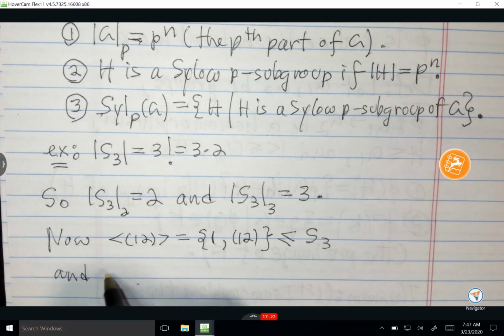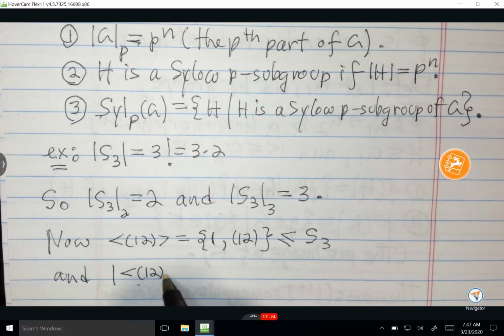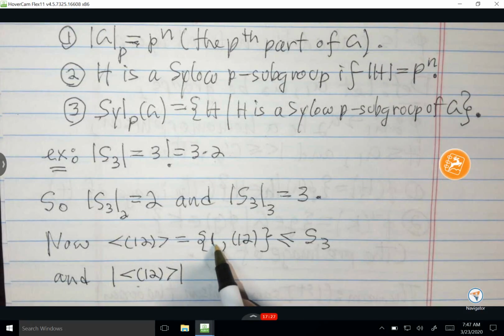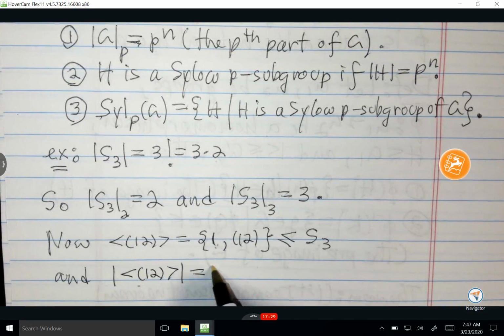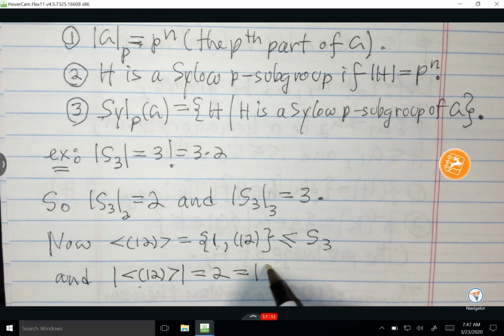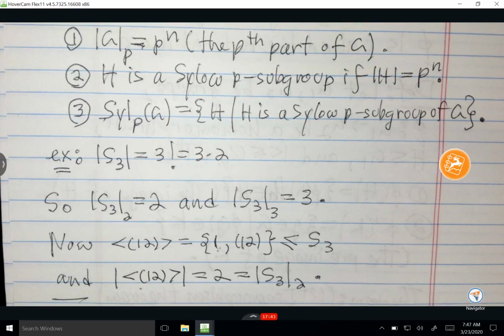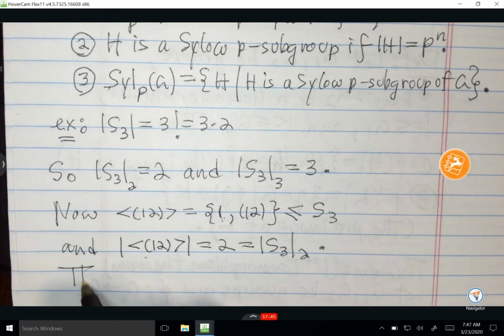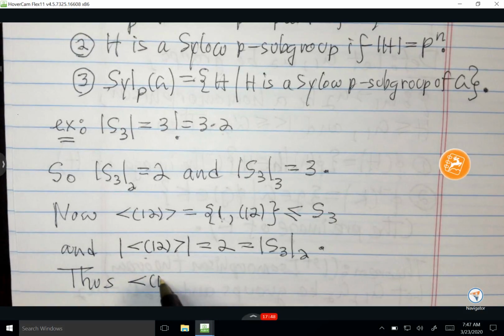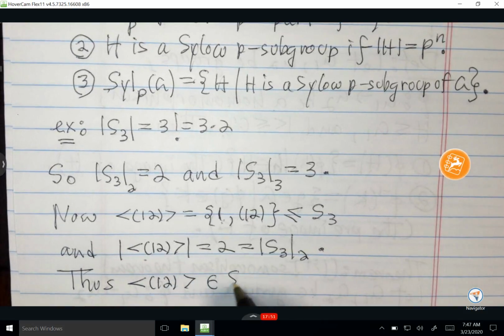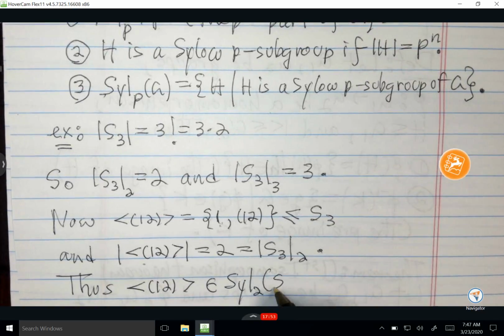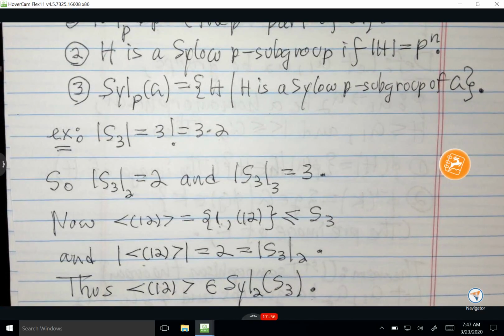And its order is the number of elements it has, follow the pen, which is 2, which is exactly the 2nd part of S3. Thus, we have found ourselves a Sylow 2 subgroup of S3. Thus, the cyclic subgroup generated by (1 2) is a Sylow 2 subgroup of S3. So it's in that set of Sylow 2 subgroups. It's an element of it.